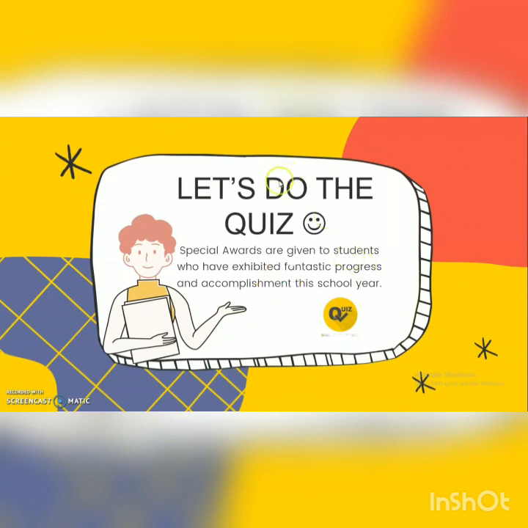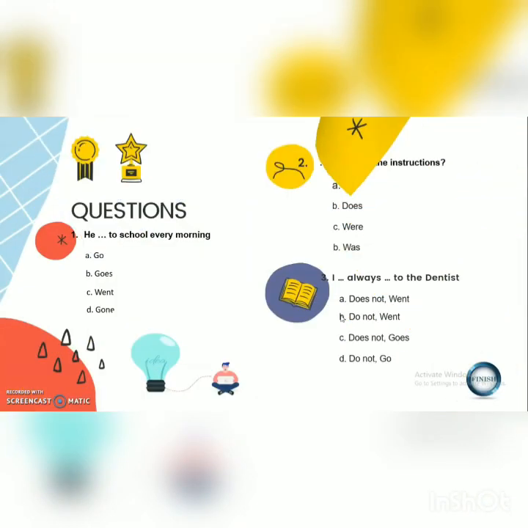Wow, next there is a quiz because we know the form and the functions. Let's check your understanding with the quiz. Okay, here there are 3 questions about simple present tense. Let's start with the first question. In the first question, there is a sentence: He blank to school every morning.